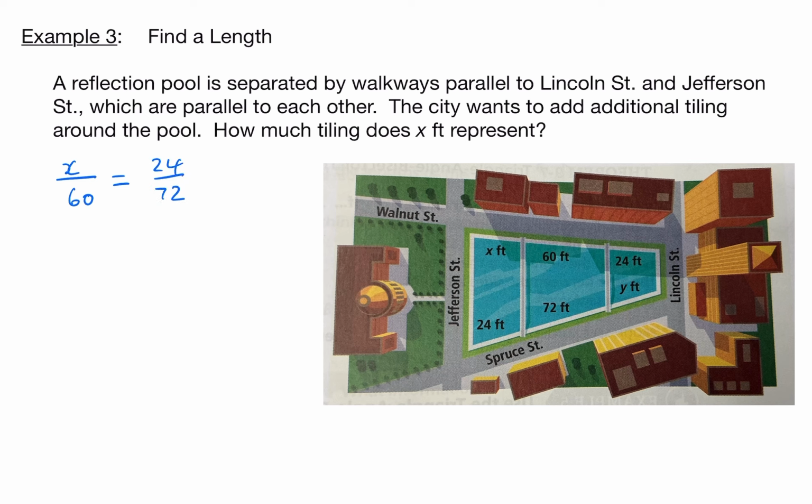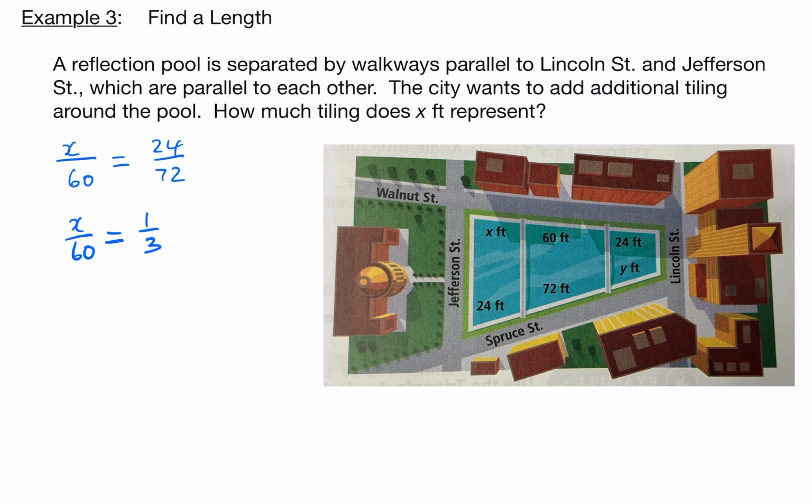Now before I cross multiply, I'm going to reduce this fraction. We can see that 24 goes into 24 one time, and 24 goes into 72 three times. So this becomes x over 60 equal to 1/3. Now we can cross multiply and deal with smaller numbers. Cross multiplying, we get 3x is equal to 60, and dividing both sides by 3, we find that x is equal to 20. So that is our answer for this example.